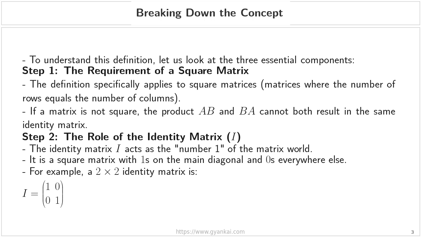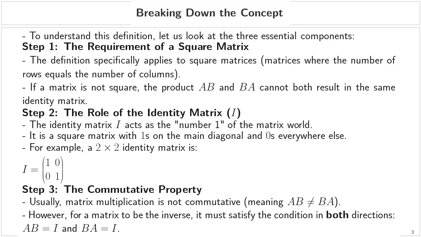Second, let us examine the role of the identity matrix. Denoted by the letter I in the world of matrix algebra, the identity matrix acts as the equivalent of the number 1 in basic arithmetic. It is a square matrix characterized by having ones along the main diagonal and zeros in all other positions. For example, a 2x2 identity matrix is a square matrix with ones at the top left and bottom right corners, and zeros in the remaining 2 slots.